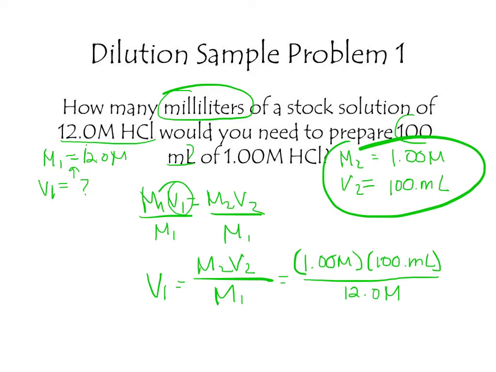If we do our cancellation of units, we cancel out capital M, and we're left with milliliters. So our final answer should have milliliters. And our final answer is 8.33 milliliters. So we have to get 8.33 milliliters of our stock solution and dilute it to 100 milliliters.